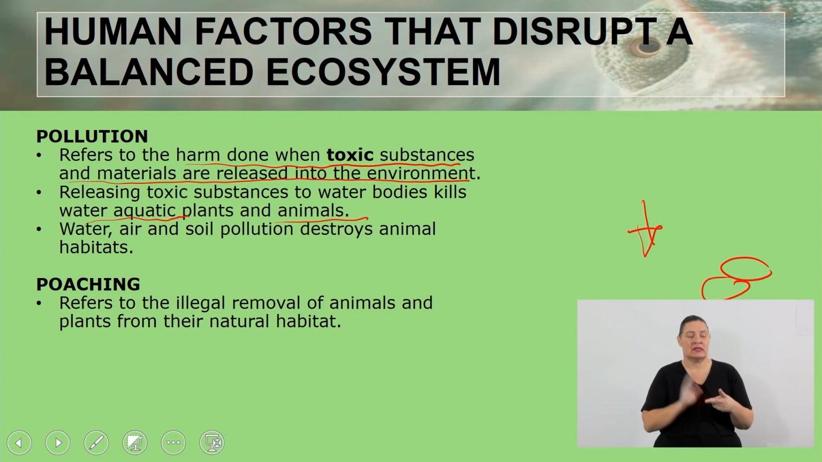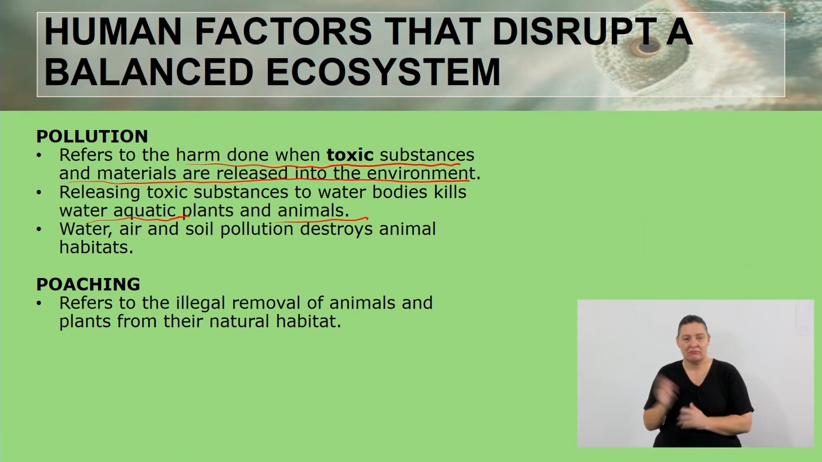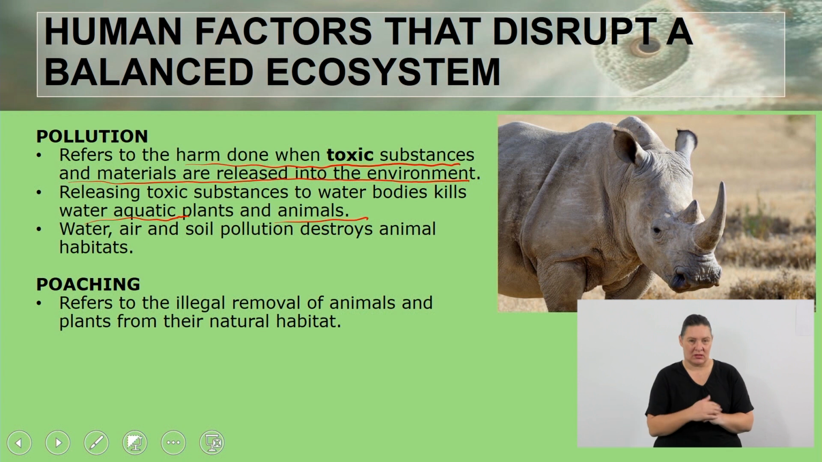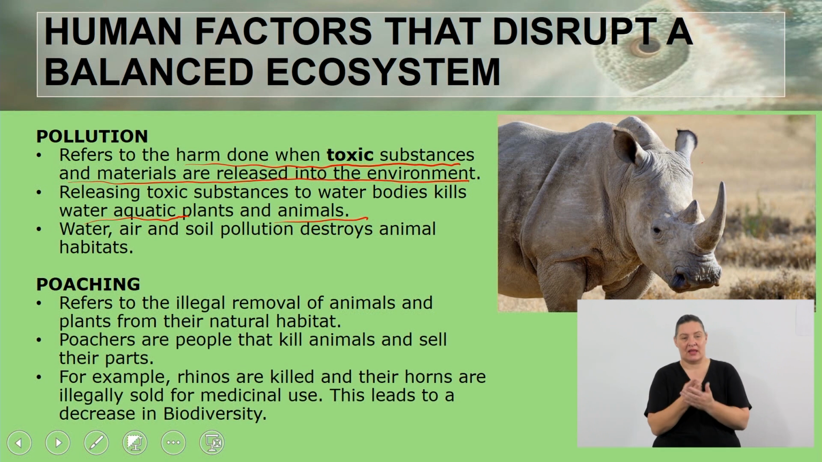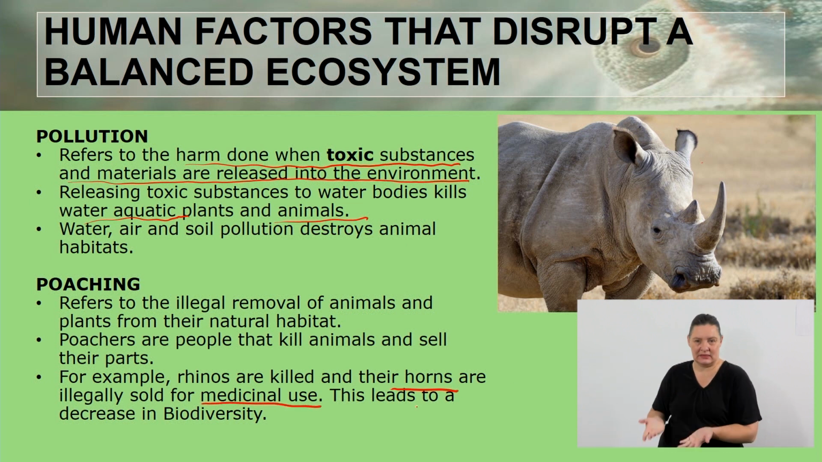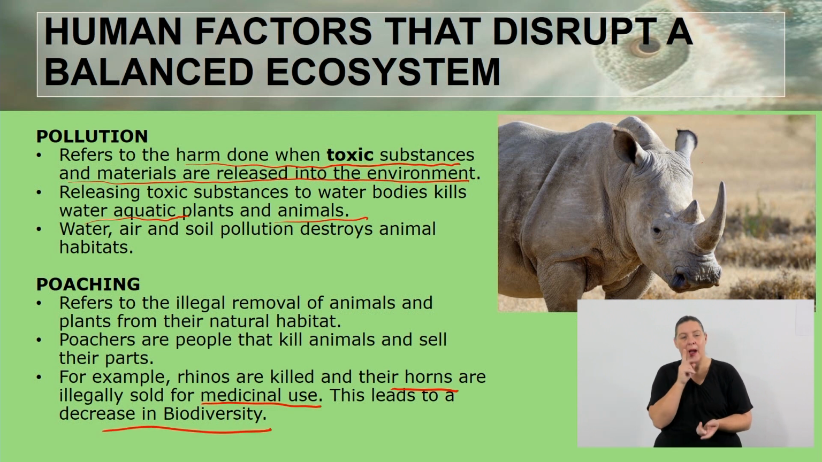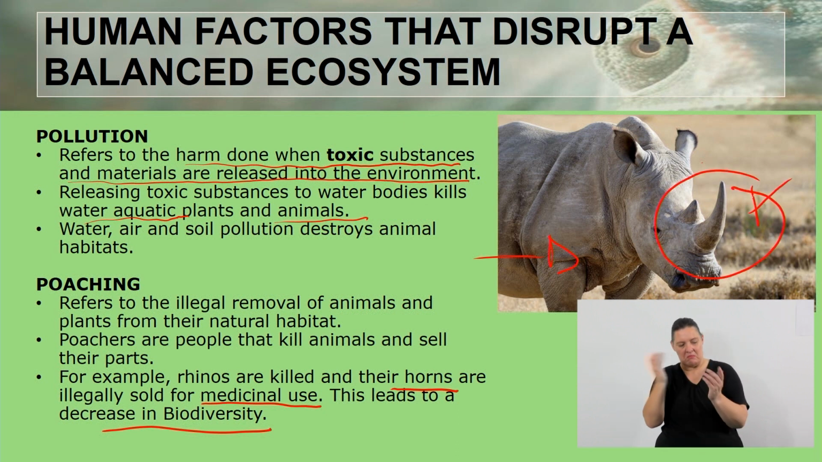The third one is poaching. When we are speaking of poaching, this is the illegal removal of plants and animals from their natural habitat. Poachers are people that kill animals and sell their body parts. For example, we have rhinos. Rhinos are killed for their horns and are illegally sold for medicinal use, and this could lead to a decrease in biodiversity. As you can see in the picture of a rhino, this is what they are normally killed for, which is their horns.